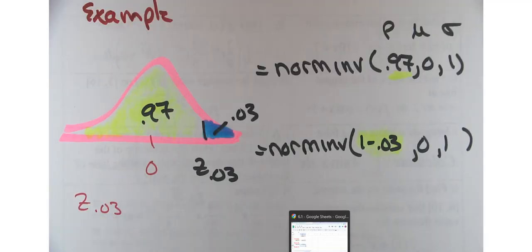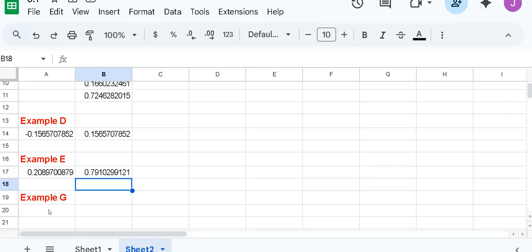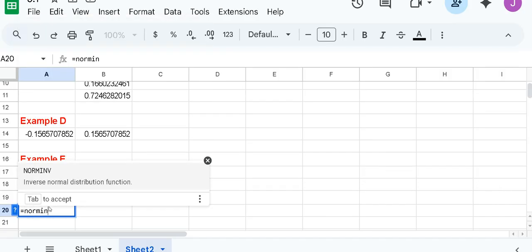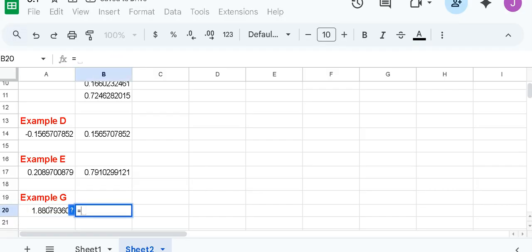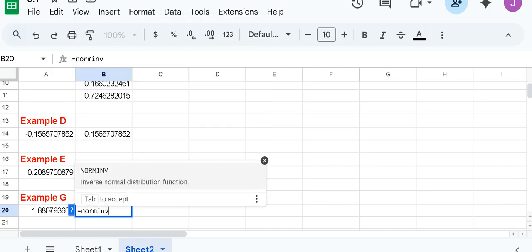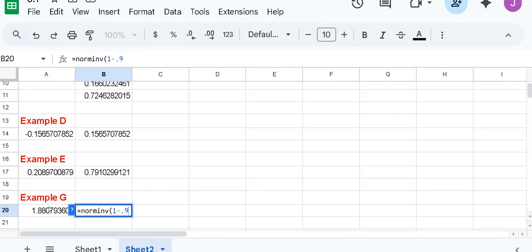Let's try that here. So this is example G: equals norm inverse of 0.97, comma 0, comma 1. Or I could do it as norm inverse of 1 minus 0.03, comma 0, comma 1. And I get the same thing. So it's up to you. Whatever you find most convenient, doesn't matter to me. Let's try a couple more here. Example H.